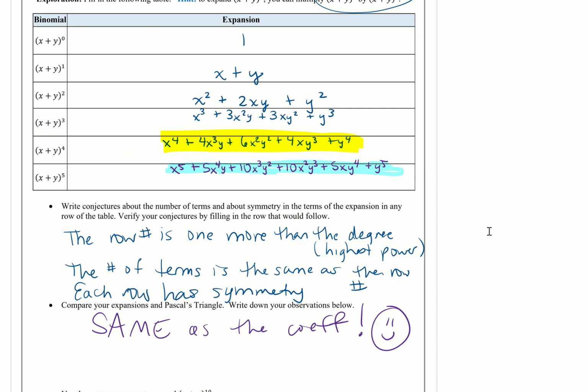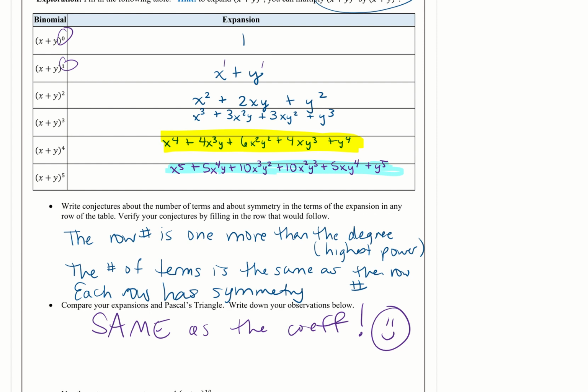All right, so here are my thoughts. I noticed that the row number is one more than the degree or the highest power. So row 1 had a power of 0. Row 2 had a power of 1, and the highest power of x and y is 1. Row 3, the highest power is 2, and so forth. Now the number of terms, however, is the same as the row number, which is 1 more than the power. So to the power of 3, for example, we had 4 terms. To the power of 5, we had 6 terms in the expansion.